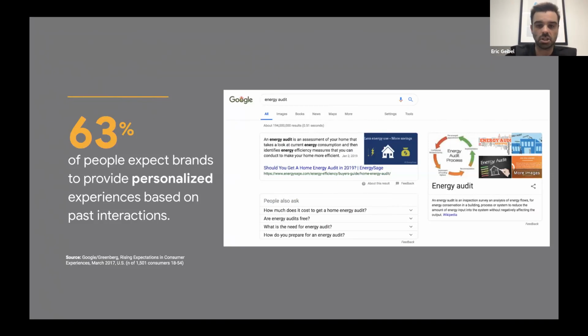So things such as, how much does it cost to get a home energy audit? Are energy audits free? What is the need for an energy audit? So on and so forth.